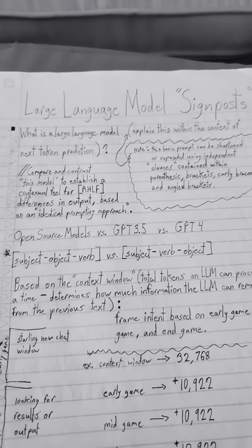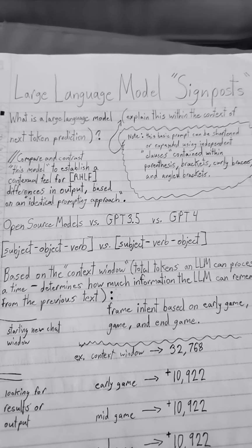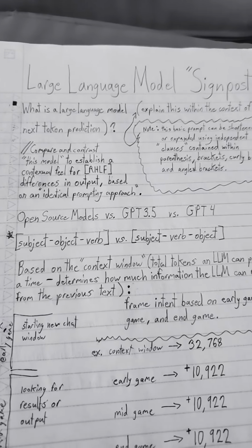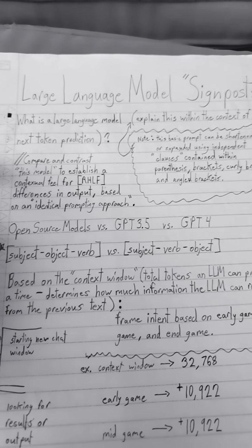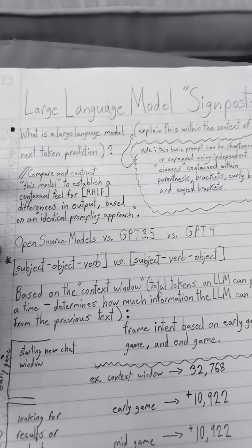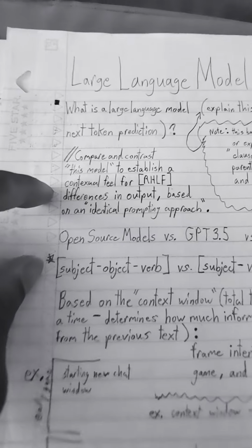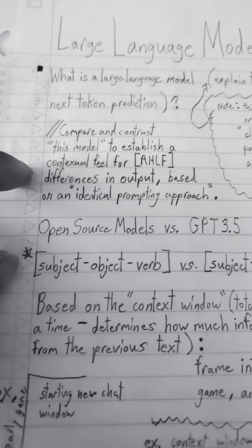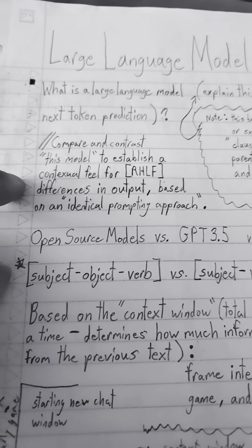In a previous video, I spoke about the importance of understanding the distinction between flat prompting and using parentheses and quotation marks, and how that accent can highlight things within the model. Next, we're moving on to taking that compare and contrast using different types of signifiers such as quotation marks and parentheses or brackets or angled braces or curly braces and angled brackets, and comparing and contrasting the model that you're using to establish a contextual feel for RLHF differences in output based on an identical prompting approach.